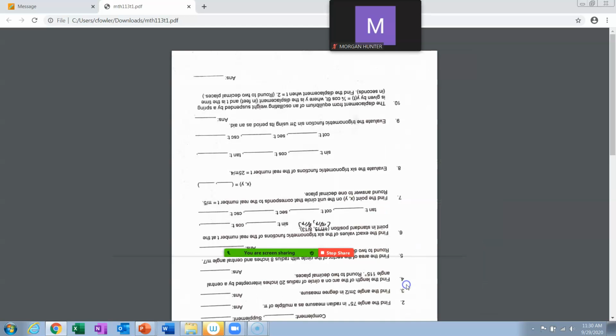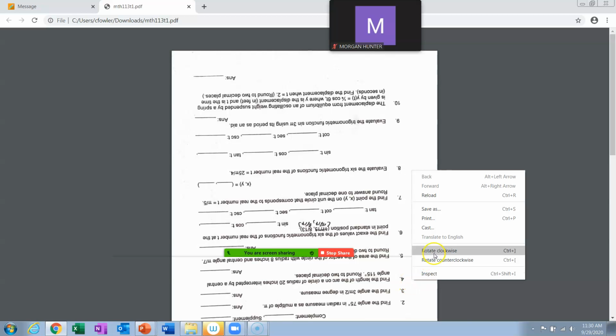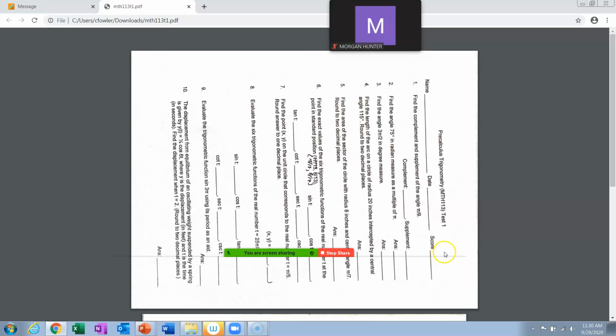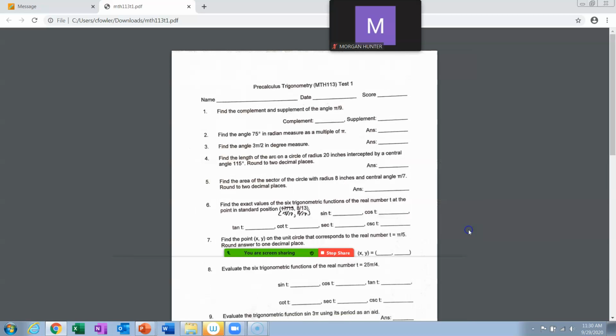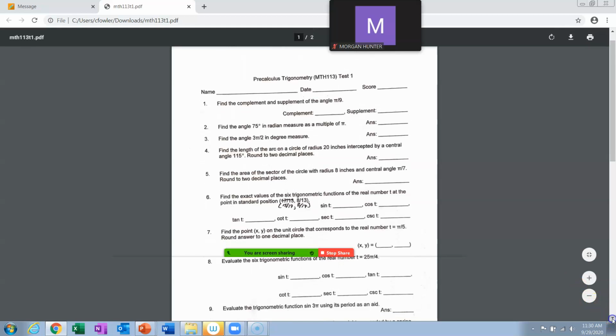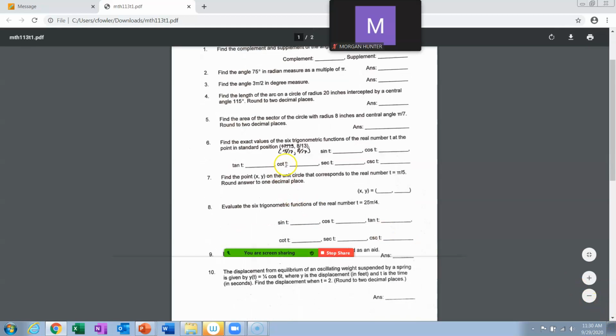Rotate clockwise. Oops, rotate counterclockwise. Rotate counterclockwise. Okay, there's the test. There's page 1. And remember, somebody asked on Thursday, that's 15/17 and 18/17. Okay, that one, they had it wrong in the test bank. I had to correct it.